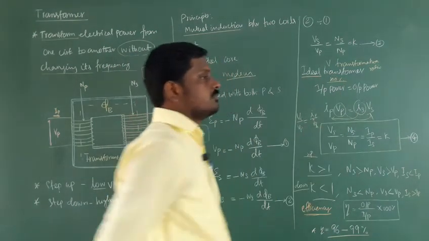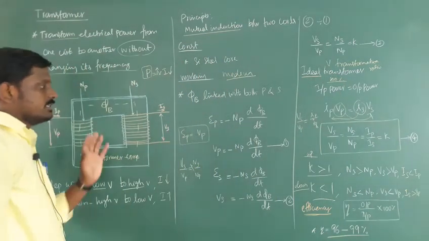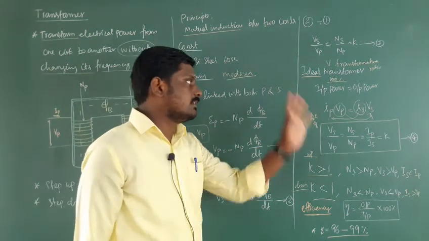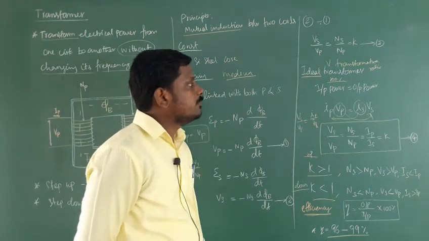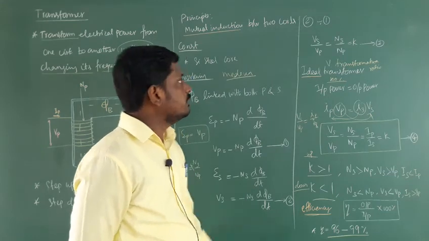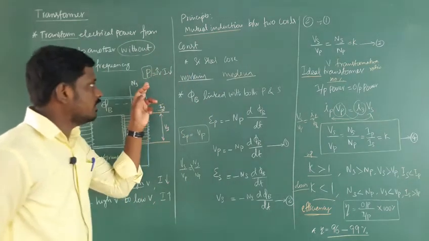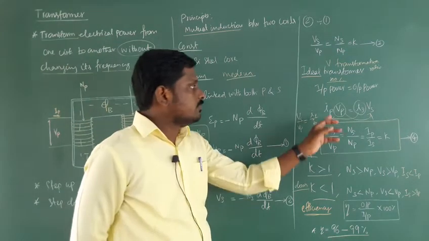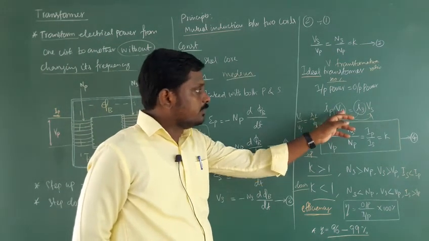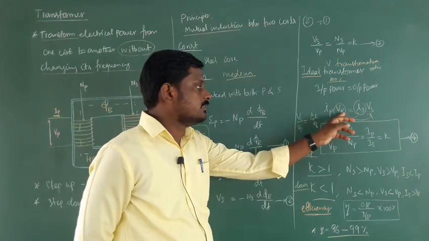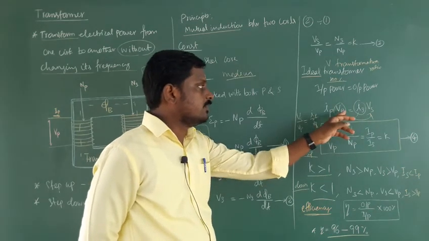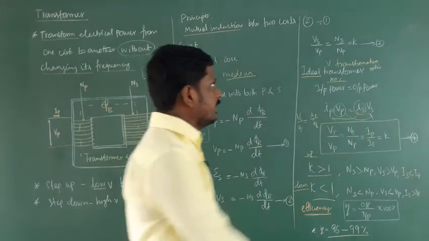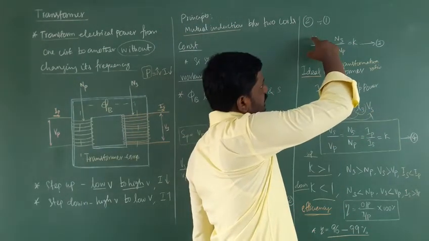Then the ideal transformer. An ideal transformer means it is 100% perfect. No transformer is 100% perfect, but here ideal means 100% perfect, so input power is equal to output power. Power is equal to voltage into current, the product of voltage and current. So we have the input current and input voltage, Ip and Vp, the current and voltage in the primary, then the current and voltage in the secondary.